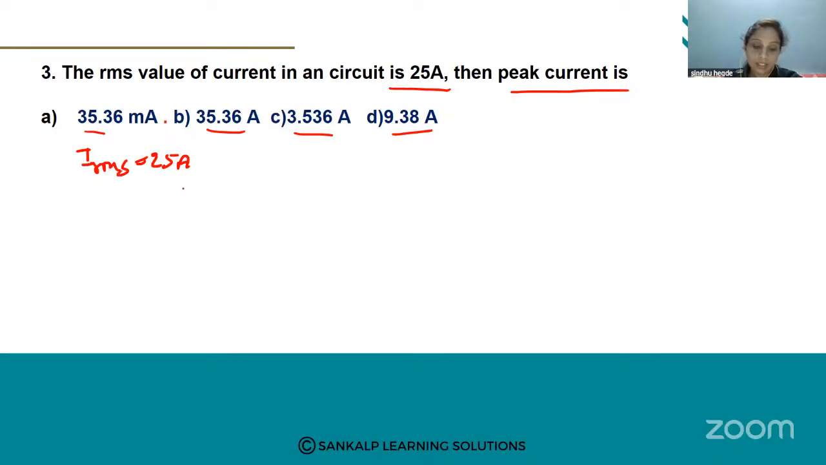Then what do they ask here? They ask peak current. We know that I naught is the representation of peak current, right?